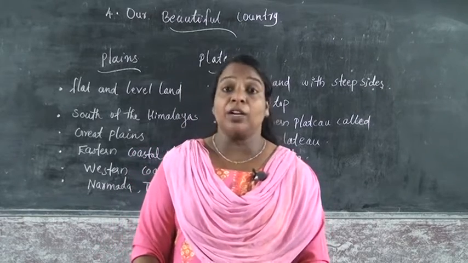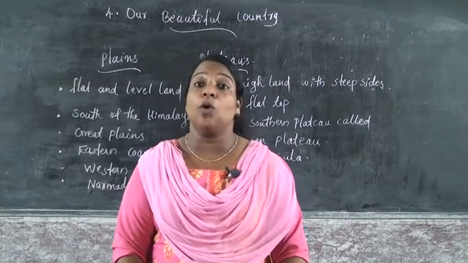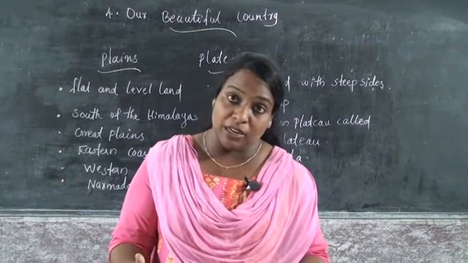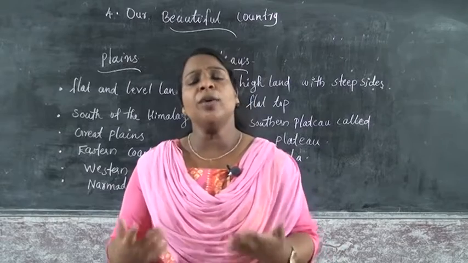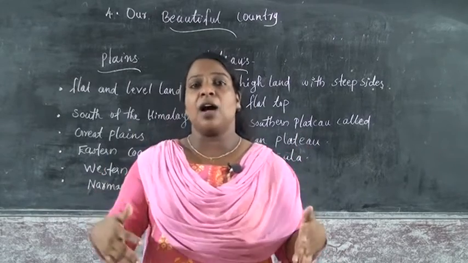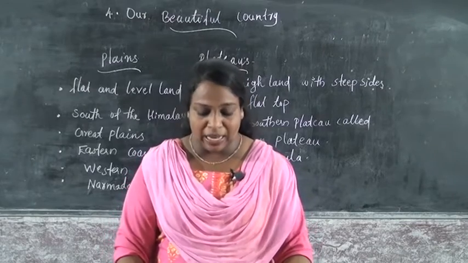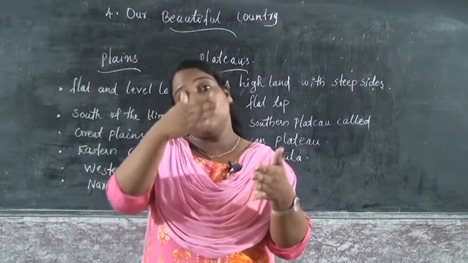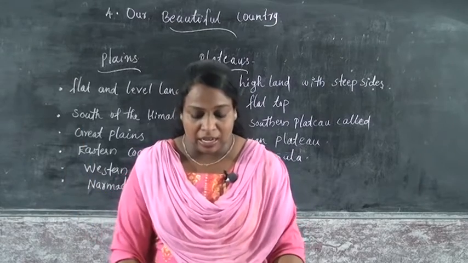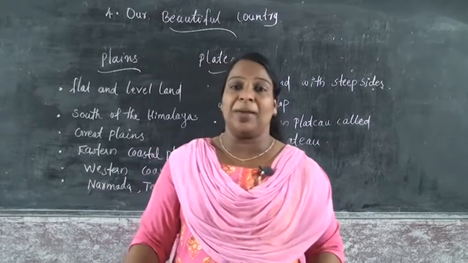And the southern part of India is surrounded by water bodies. That type of land we call a peninsula. So what is a peninsula? The southern part is covered with water bodies on three sides. So that type of land is called a peninsula.